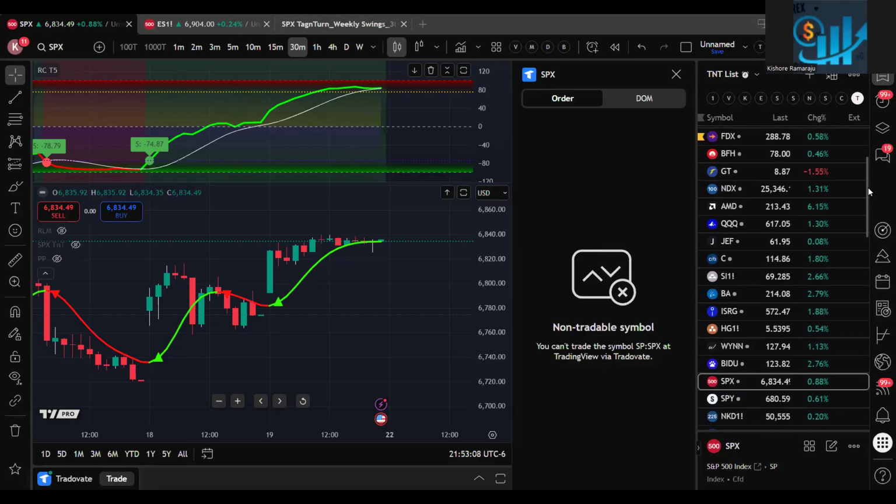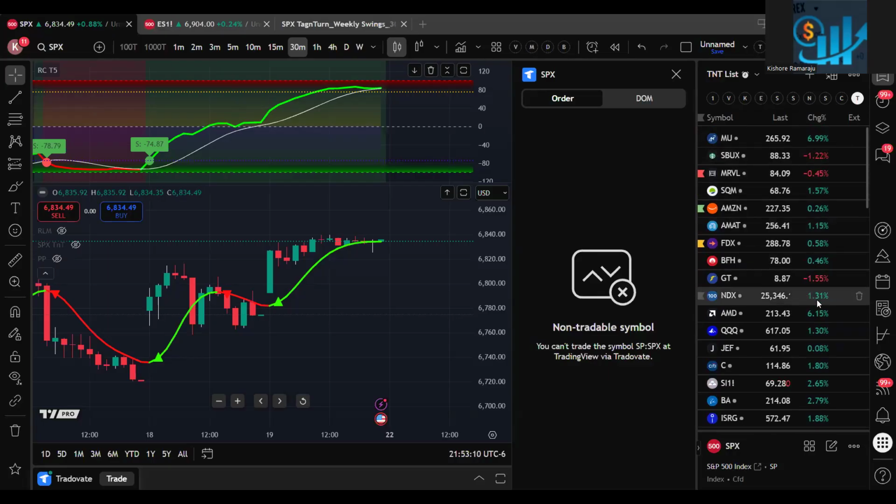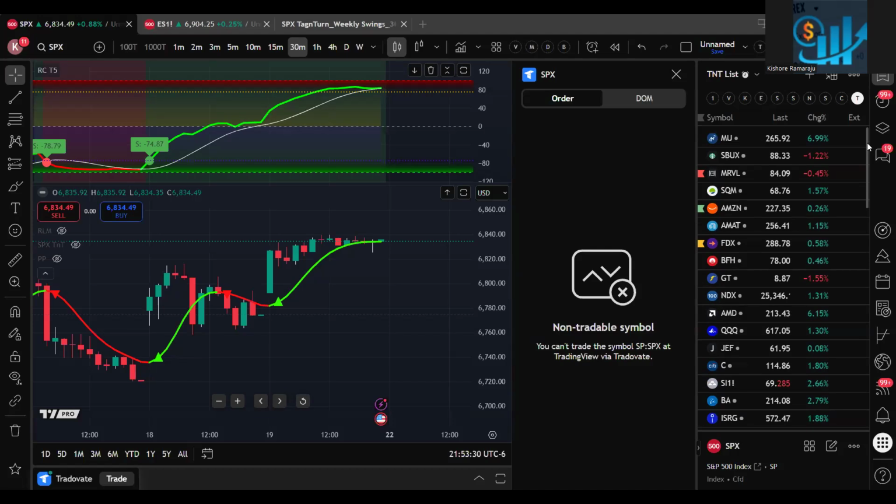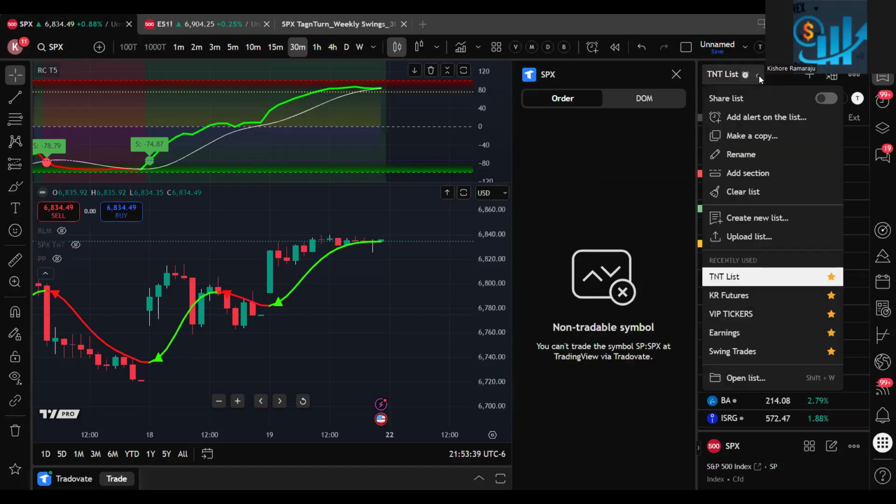So there is a list where you have tickers with a good amount of volume, like Micron, Starbucks, Marvel, Amazon, FedEx. These are some of the major ones. Even if you have 5,000 stocks, out of those 5,000, there are some 50, 60 stocks where you have better volumes. So if you can focus on this list, we can make it work.